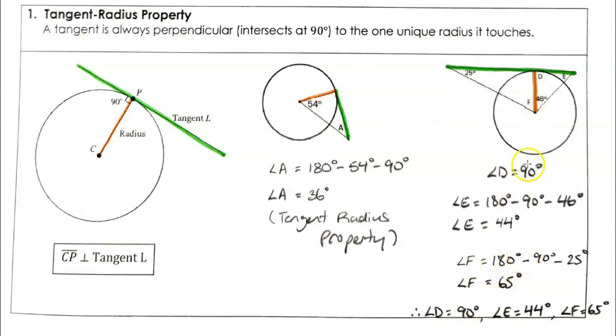Now, when you're finding lots of different letters, you want to, at the very end, put a therefore sentence that just lists all your final answers, or you can put a box around each of your final answers. It just makes it easier for your teacher to find your answers. Okay, now I didn't write my conclusion, my reason, tangent radius property, because I just ran out of room, but I expect you guys to do it.